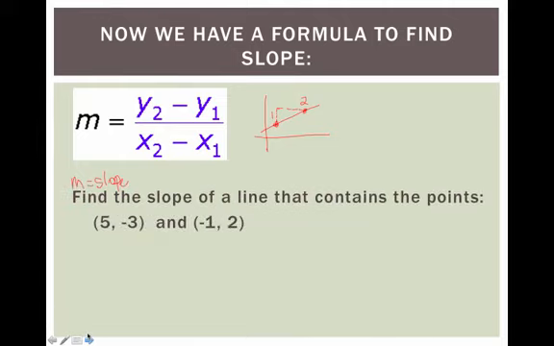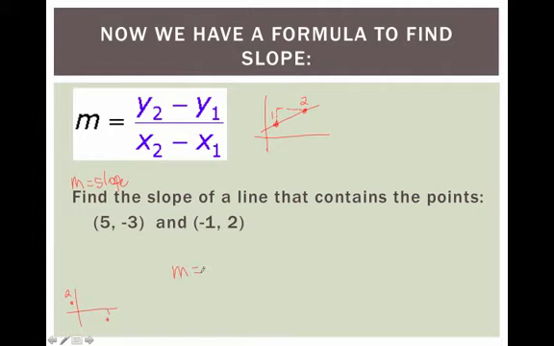So let's go ahead and apply this when we're just given 2 points. I've got the points (5, -3) and (-1, 2). I'm just going to draw a little graph down here so we can quickly find them. This is (5, -3), and I've got (-1, 2). So if I consider this to be my point 2, and this is my point 1, since we had them in that order.